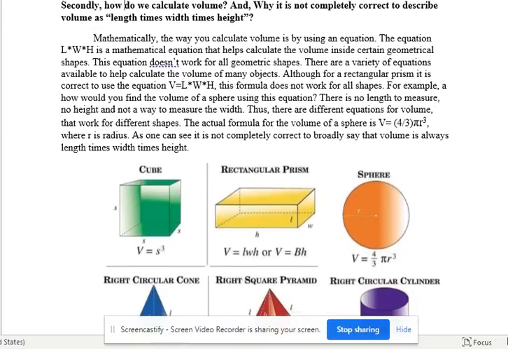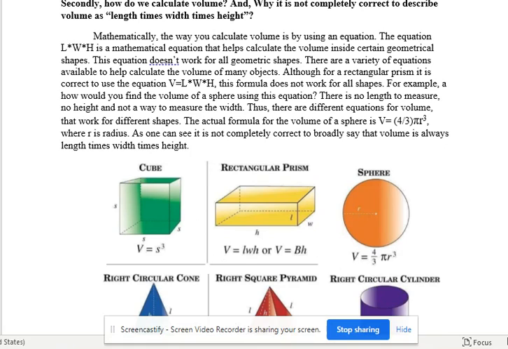Secondly, how do we calculate volume? And why is it not completely correct to describe volume as length times width times height? Mathematically, the way you calculate volume is by using an equation. The equation length times width times height is a mathematical equation that can help calculate the volume inside certain geometrical shapes. This equation doesn't work for all geometric shapes. There are a variety of equations available to help calculate the volume of many objects. Although for a rectangular prism, it is correct to use the equation volume equals length times width times height, this formula does not work for all shapes.